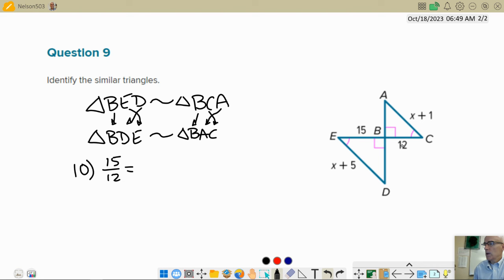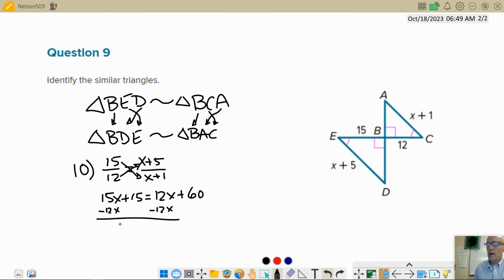So I'm going from 15 to 12, so I'm going to go x plus 5 to x plus 1. So x plus 5 all over x plus 1. And what you have to be careful of is to make sure you distribute correctly. So I get 15x plus 15. If you put 15x plus 1, you're forgetting that the 15 needs to be multiplied by the 1 over there. And then we get 12x plus 60. And I'm going to subtract 12x from both sides, so I end up with 3x on the left side. If I subtract 15 from both sides, I get 45 on the right side. I divide by 3, and I get 15.